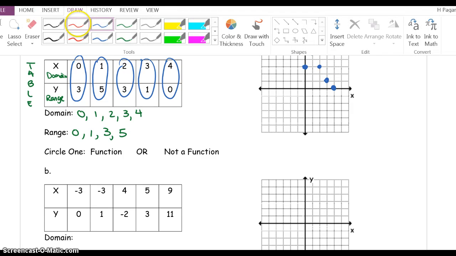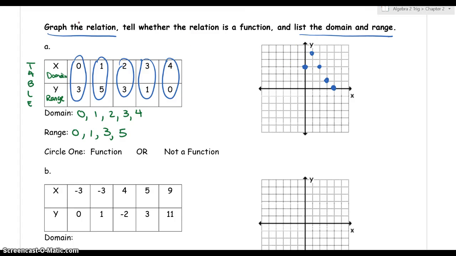What we want to know is, is this a function or not? I'm going to run the vertical line test. One line, one point. So far, so good. One line, one point. One line, one point. And since we pass, it is a function. We just passed the vertical line test. We have one line for one point.